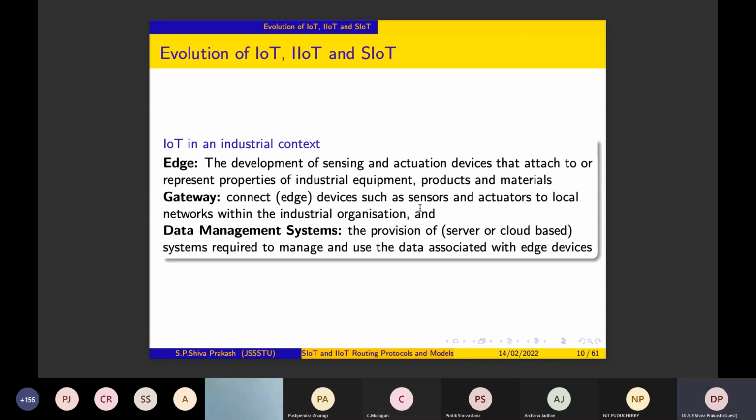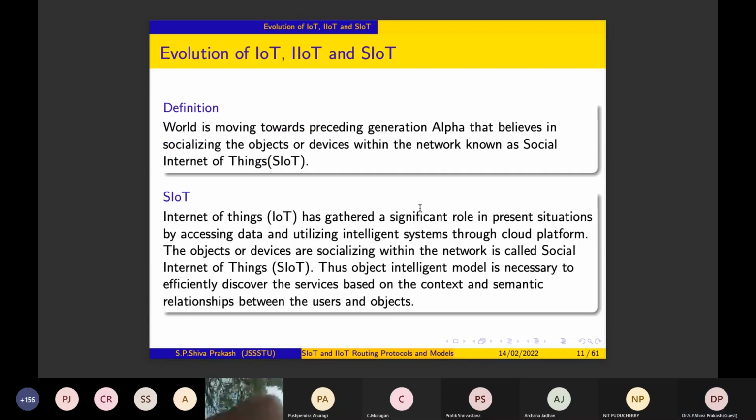So for this, a gateway connects edge devices like the sensors and the actuators to the local network within the industrial organization, and the data management system, which provides a provision for servers or a cloud-based system, which are required to manage and use the data associated with the edge devices. Okay.